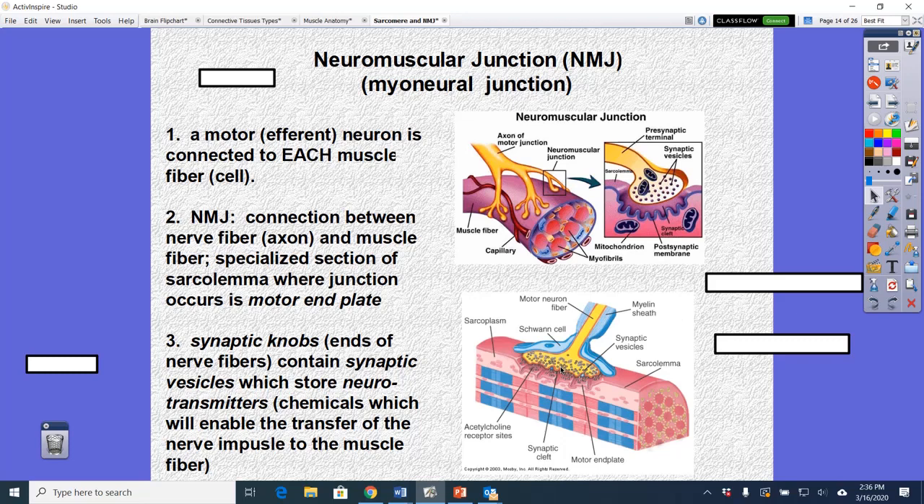Neurotransmitters serve as chemical messengers that are going to stimulate the muscle to contract. We're going to draw it out in a few minutes, and I think it'll make a little bit more sense than just the definitions.